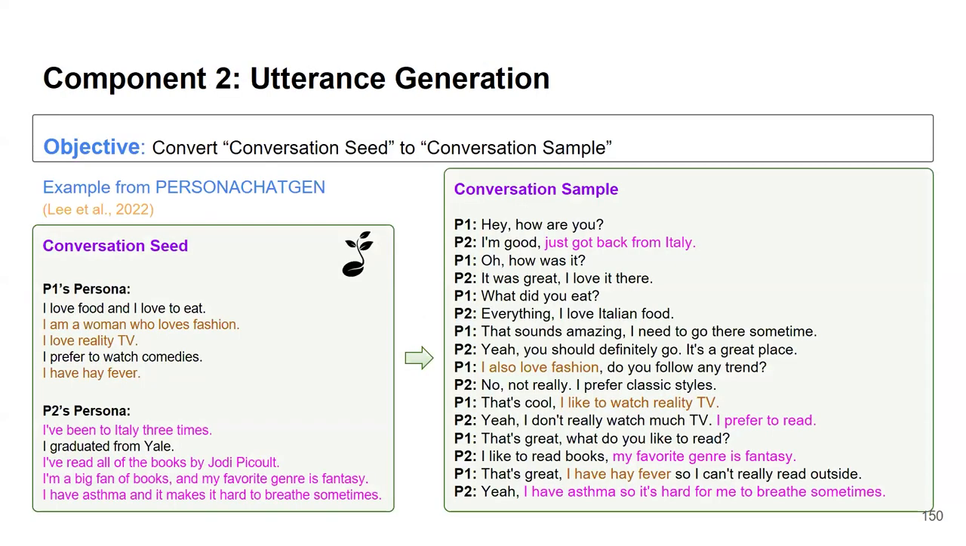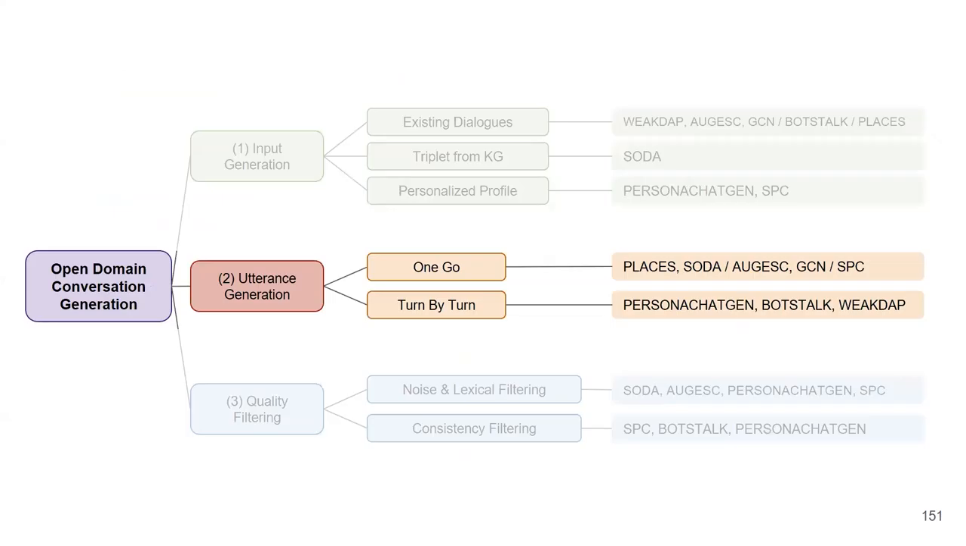And so at the end of the input generation, we have a conversation seed that contains a topic, or for the personalized dialogue system, it contains user profiles. And then in this step, we want to convert the conversation seed to the conversation sample. So for the open domain dialogue system, mainly the one-go generation is used.